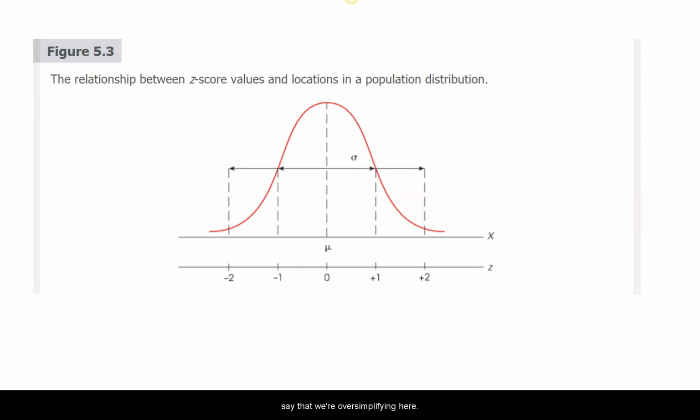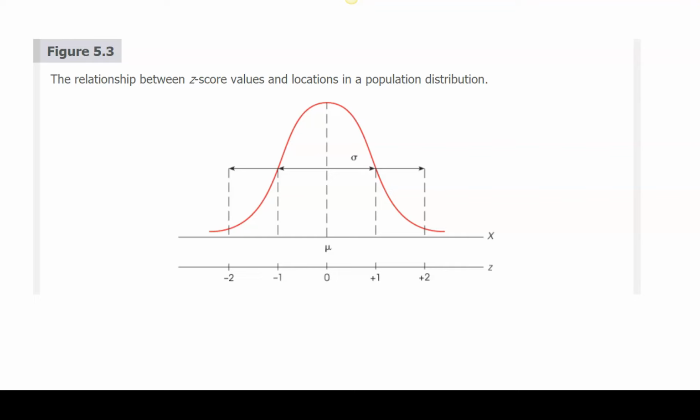Now, I should say that we're oversimplifying here. For starters, there are scores below -2 and above +2, but they're just not represented here. The highest your table goes, I believe, is +3.5 towards the back of the book. And there are fractions. So is there a z-score of 1.1 and -0.7? Well, of course.